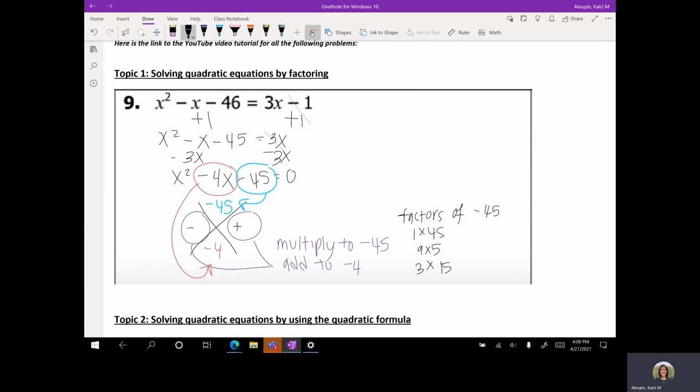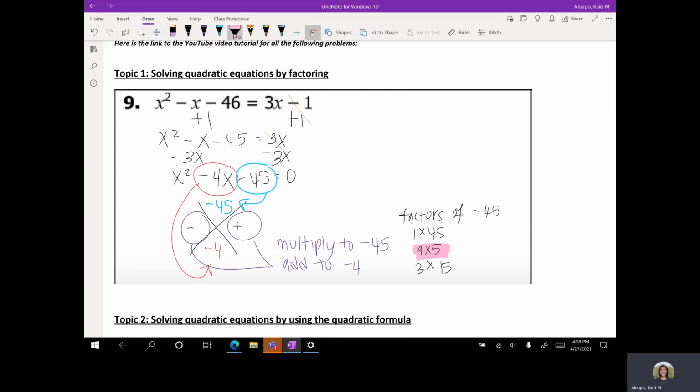Remember, I said we're also adding to negative 4. So when we look at these numbers, 1 and 45, 9 and 5, 3 and 15, which pair of numbers are 4 apart? Well, 1 and 45, if it was negative 1 and positive 45, there's no way that will add up to negative 4. Even if it was negative 45 and positive 1, no way. So it's not that one. 3 and 15 are also too far apart, but 9 and 5 are really close. So I know I'm going to pick 9 times 5 to make 45.